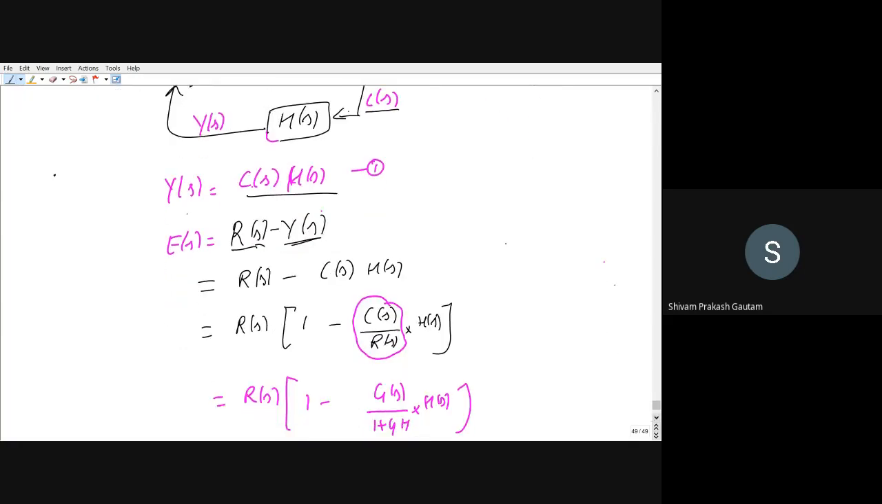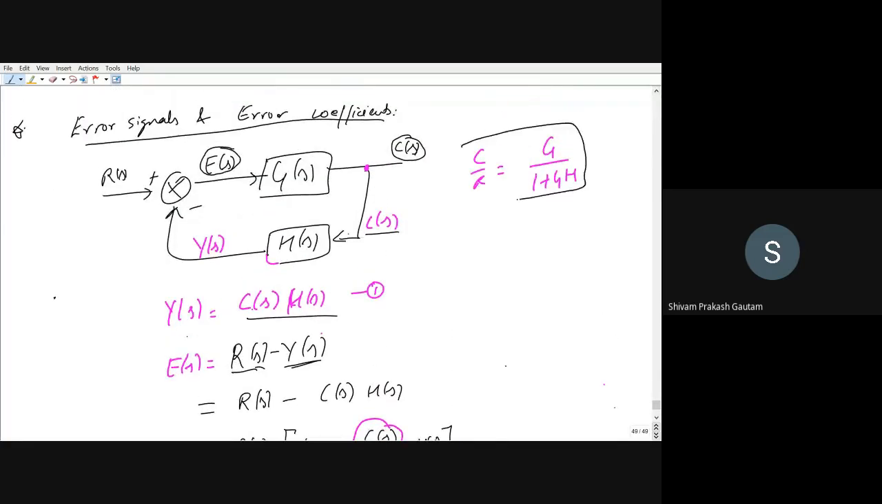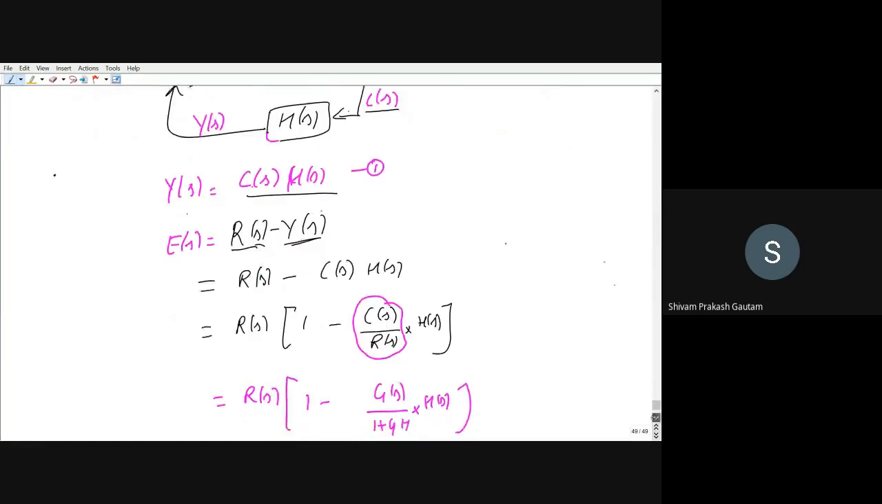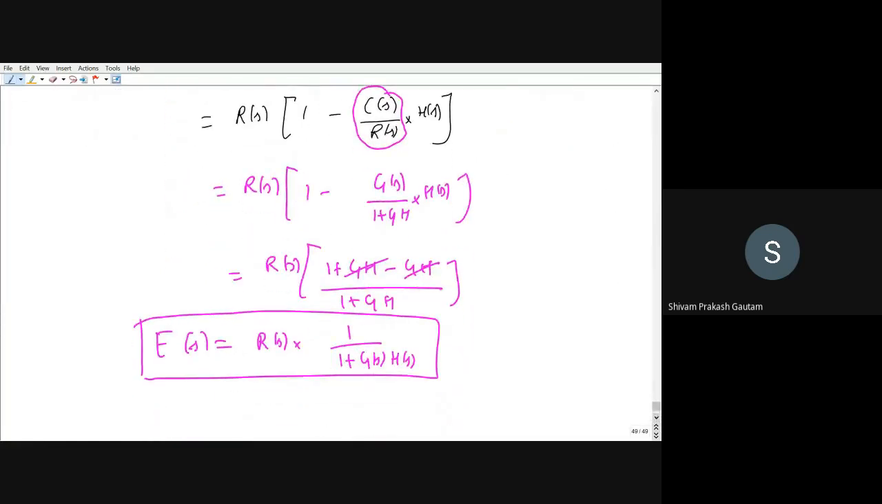Now I have taken R of S common. C of S upon R of S, that is output by input, is the transfer function. This we have already derived in our previous classes. So we will put it here. Error will be equal to R of S upon 1 plus G of S into H of S. What is R of S? Your input. So error is calculated as input multiplied by 1 upon 1 plus G of S into H of S. Is it okay? Yes, sir. Okay.